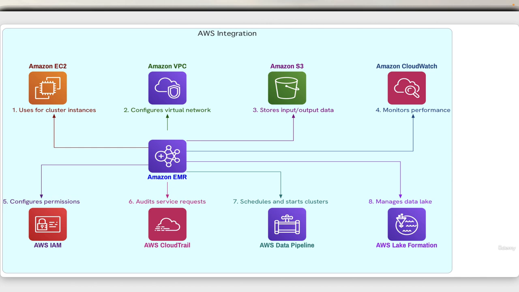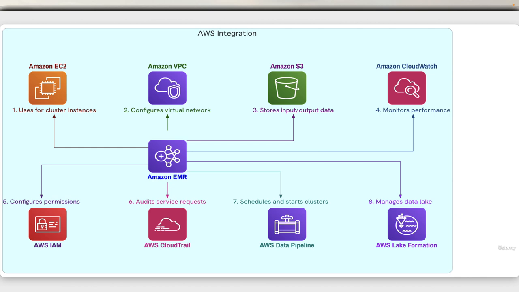Okay, these are the integrations which are available with Amazon EMR. So we have Amazon EC2 for the instances that comprise the nodes in the cluster. So it's made of EC2. So that is the first integration. Then Amazon VPC to configure the virtual network in which you want to launch your instances. Amazon S3 to store input and output data.